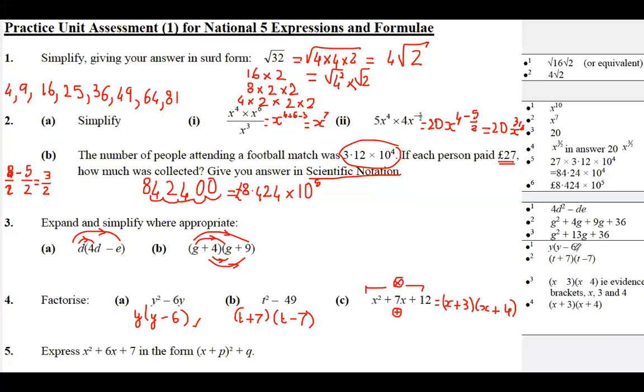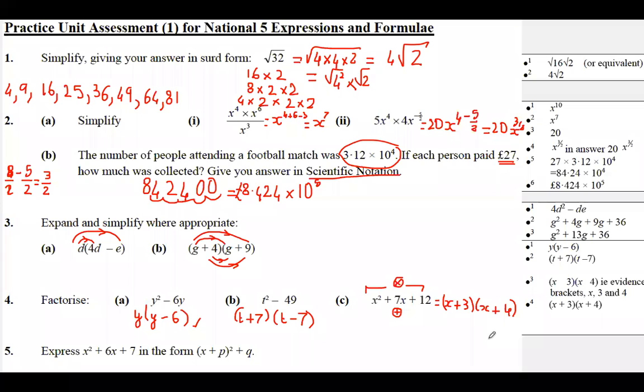So let's see how they give the points for this. The first one, y minus 6, so that's 1 mark. Next one, you only get 1 mark because it's the difference of 2 squares, t plus 7, t minus 7. I think once you find 7, you get that. The next one, you get a mark to just write x plus 3 and x plus 4. And then you get your second mark if you put the plus in front of both.